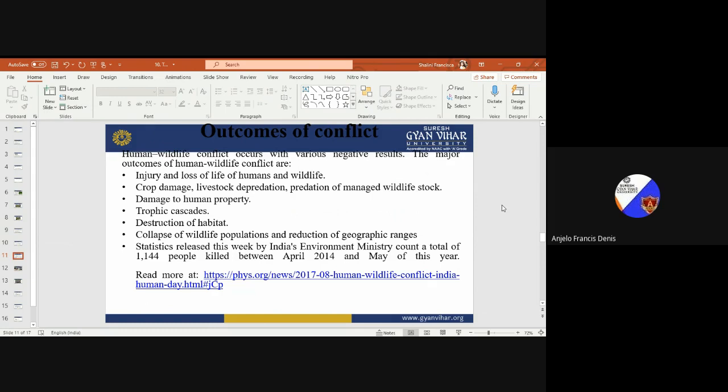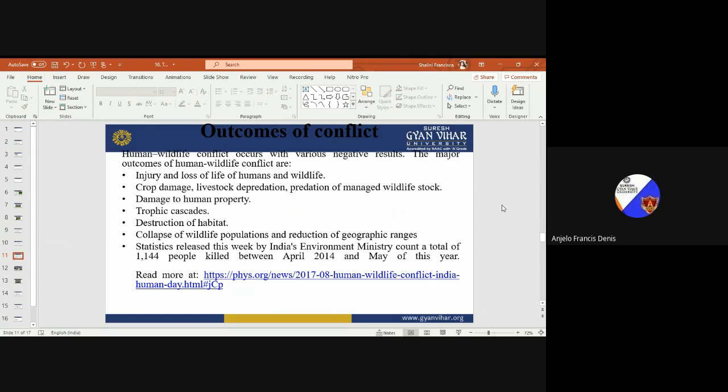Second is crop damage, livestock depredation, predation of managed wildlife stock, damage to human property, trophic cascades, destruction of habitat, collapse of wildlife populations, and reduction of geographic ranges.